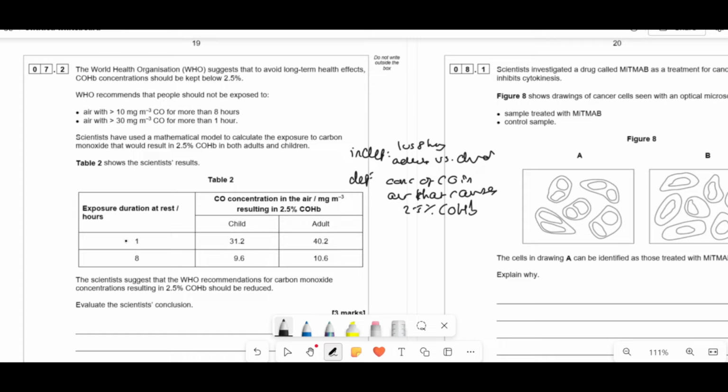In children, at 1 hour, at rest, the amount you need in the air to get them to hit that 2.5% is 31.2 milligrams per meter cubed, whereas in an adult, it's higher. So the adult can tolerate more CO before it hits that 2.5% threshold that they told you would cause health problems. Whereas in children at 8 hours, right, it's 9.6 versus 10.6.